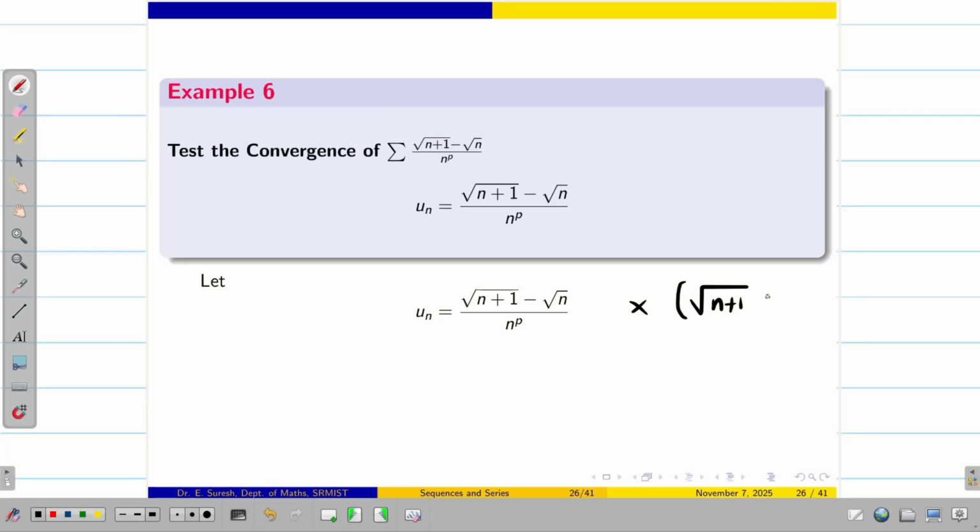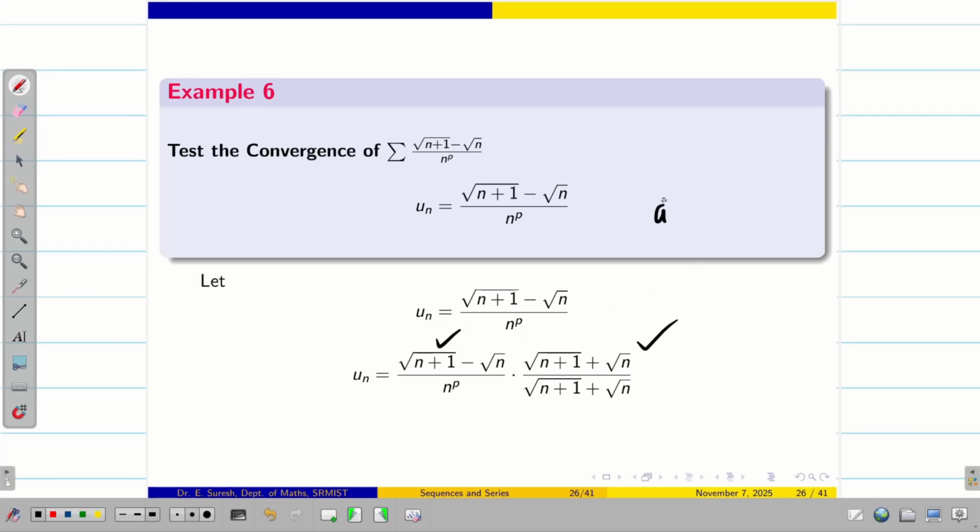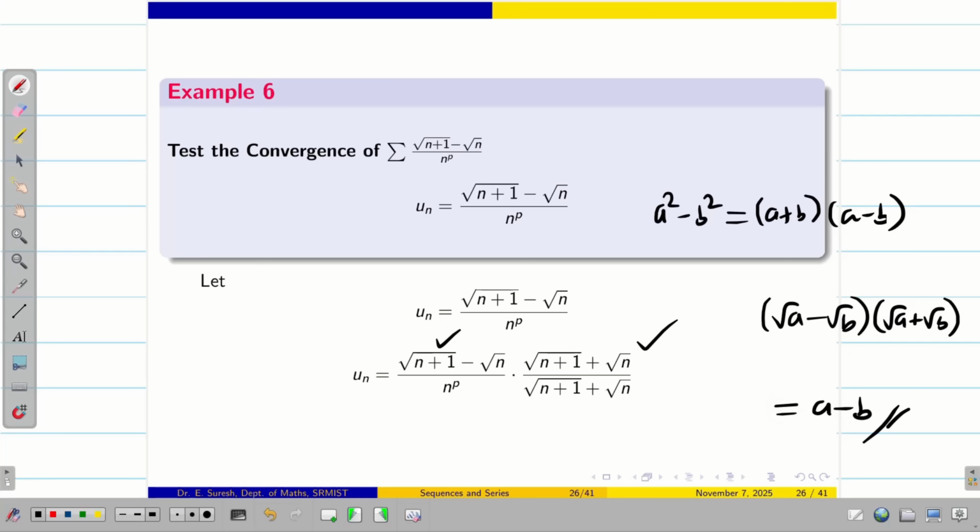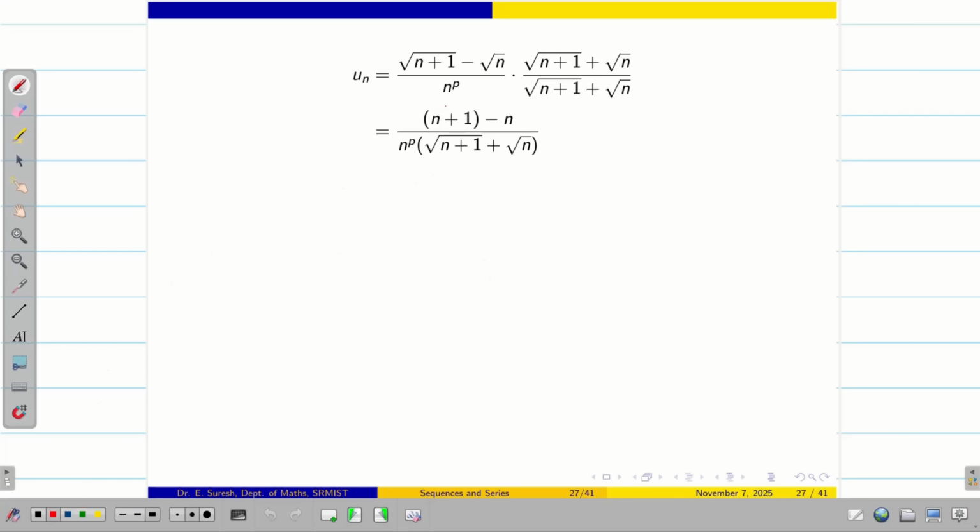Square root of n plus 1 plus square root of n. You have to multiply and divide so that we can easily tackle the problem. As usual, apply a square minus b square formula when we get a plus b into a minus b. So here we have root a minus root b into root a plus root b. That is going to be a minus b. Now both n will get cancelled. My numerator will become 1.